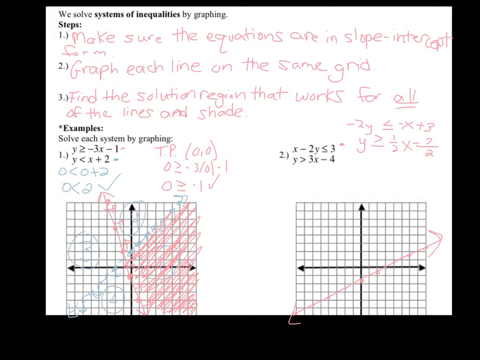Again, 0, 0 is fine for my test point because it's not on the line. Always plug your test point into the original inequality so that in case you made a mistake in simplifying, you can start to correct that mistake here. So when we simplify, we get 0 is less than or equal to 3, which is true. So for this line, we'll shade above it towards 0, 0.